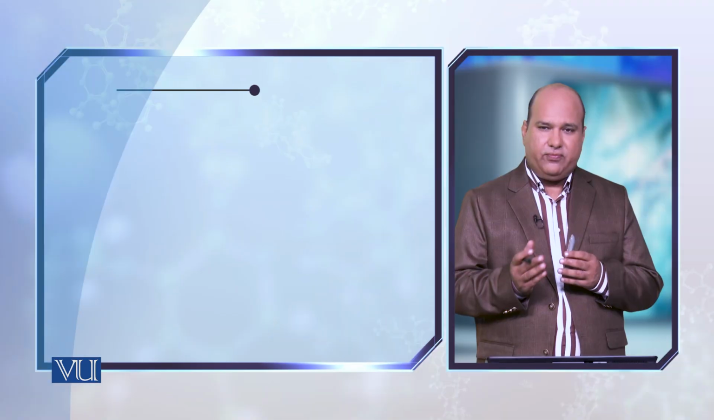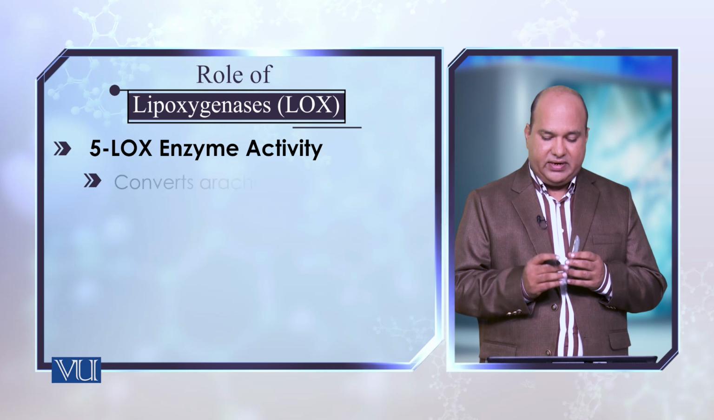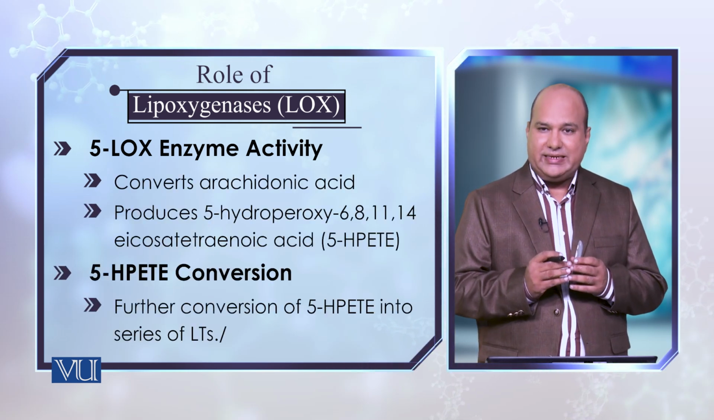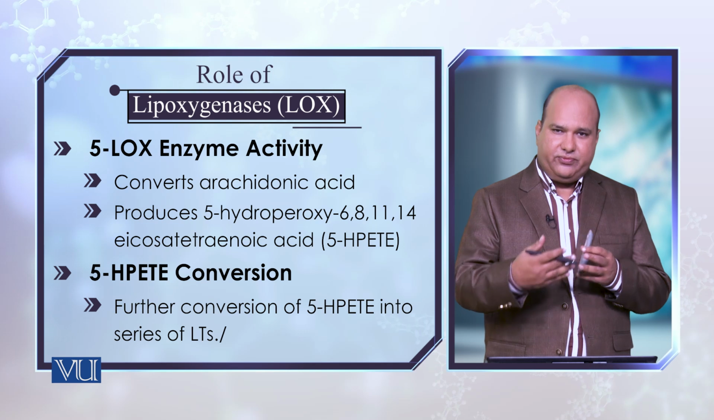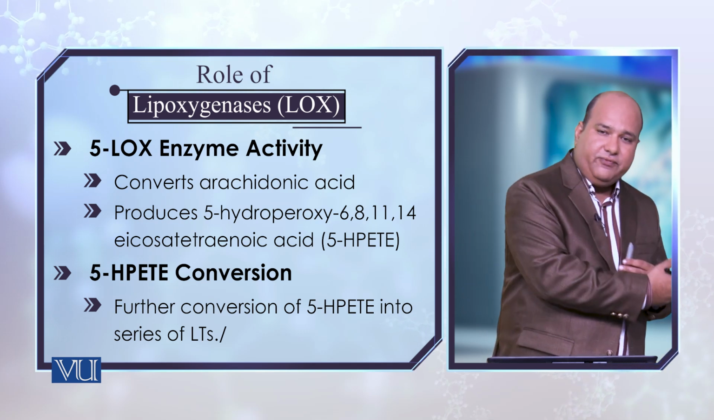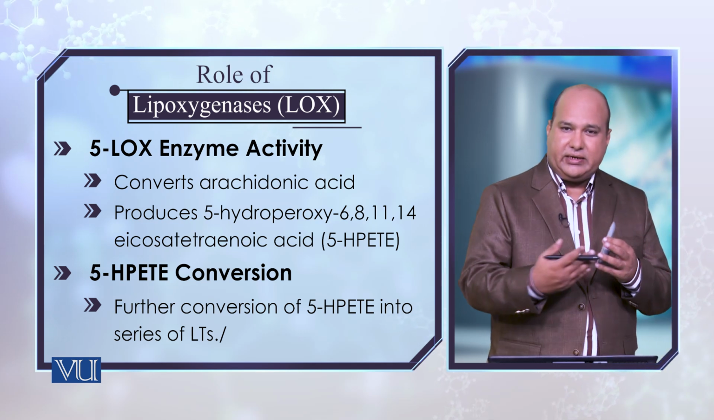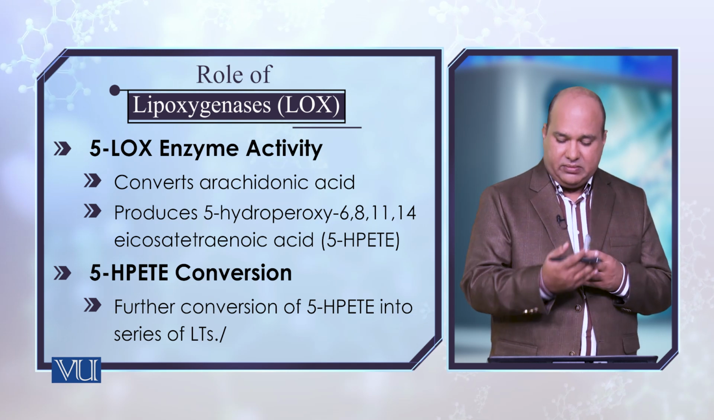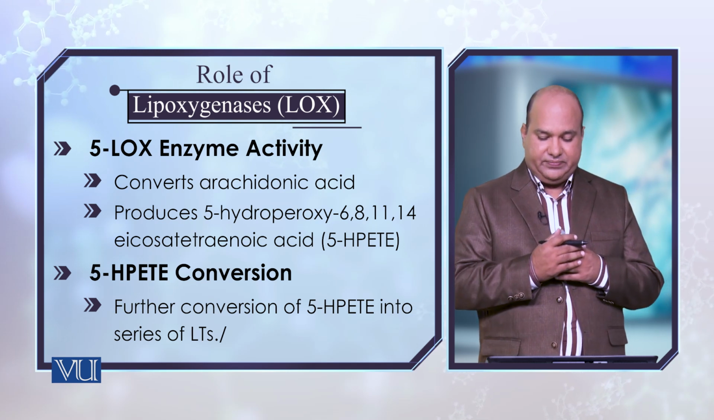As I've told you, lipoxygenase enzymes are involved in the synthesis of these compounds. They convert the arachidonic acid into 5-HPETE, which then, depending upon in which tissues the leukotrienes are produced, gives different types of leukotrienes.